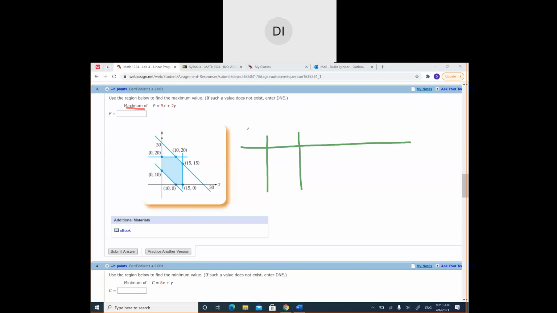So you have the x, the y, and then we're going to find the function p, which is 5x plus 2y. What technically you need to do is evaluate all the vertices into the function. So we're going to write here x and y from each of the vertices. Doesn't matter, I can just start from here and go around and put all the vertices. So the first one is 0, 10.